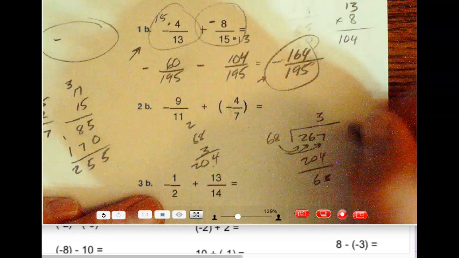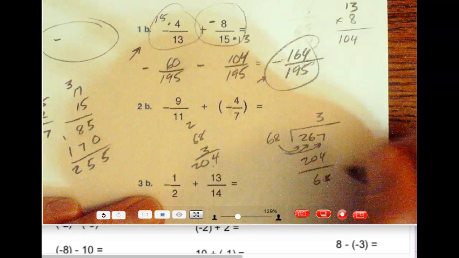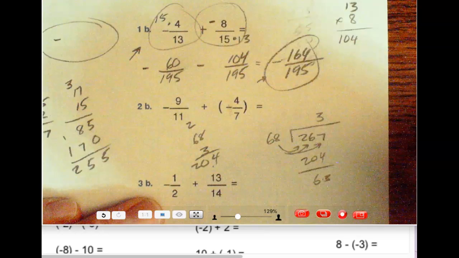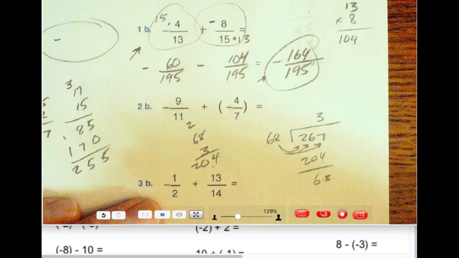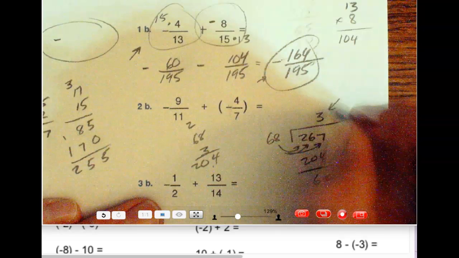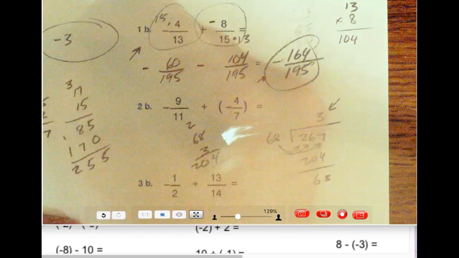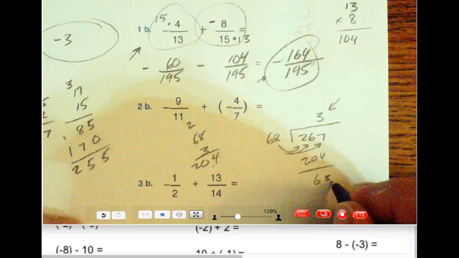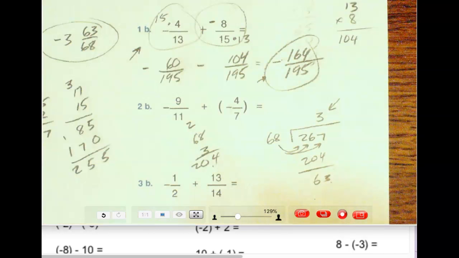I can't put in a fourth one. And I can't bring down a 0 here because we're dealing with fractions, so we're not going to divide this out as a decimal. So really, I've got my answer here. It's a negative 3. It's only 3 times, and it's 63 parts left out of 68. And that is in simplest terms. All right, good luck on this one.